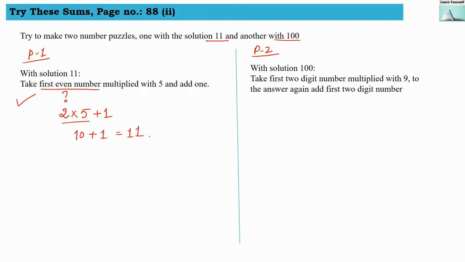Now let us check puzzle number 2, which is with solution 100. It says take the first two-digit number. The first two-digit number is 10, multiplied with 9. So I am going to multiply it here with 9. So let us find out the answer, that is 90. Now this is the answer. To the answer again add the first two-digit number. So again we have to add 10. So this will give us 100 as a solution. So like this, with little complexity, you can make different kinds of puzzles.